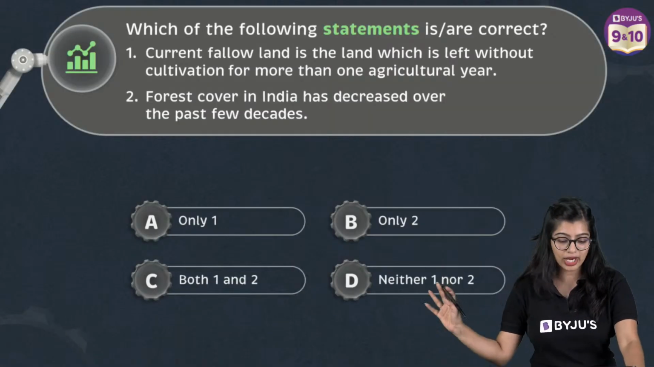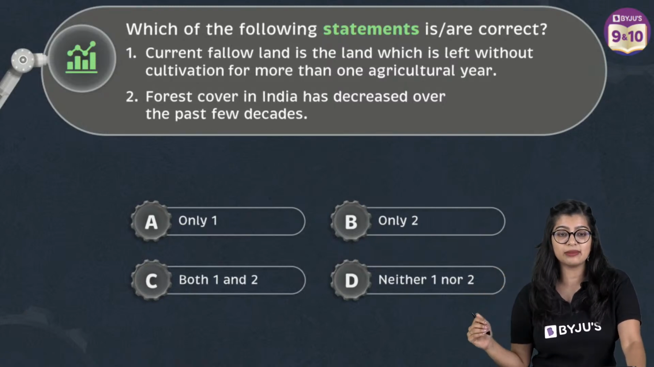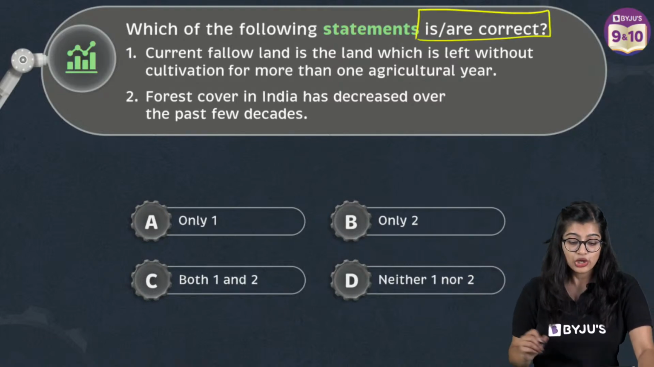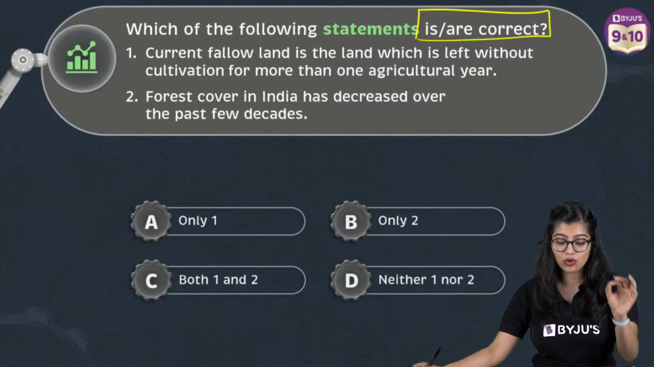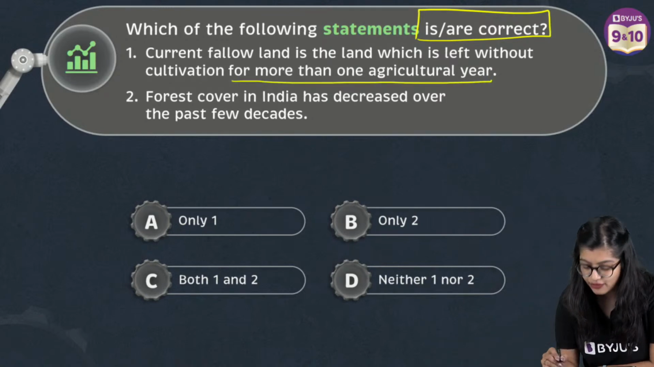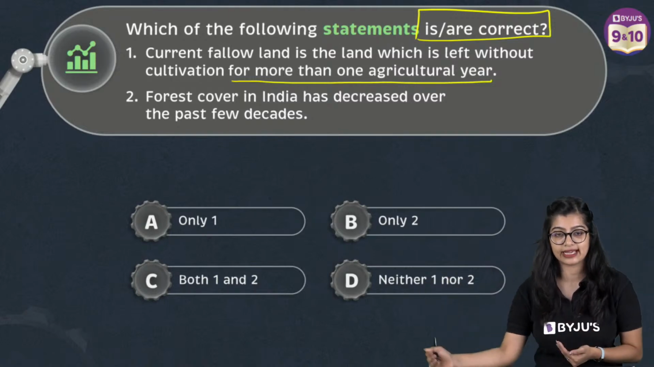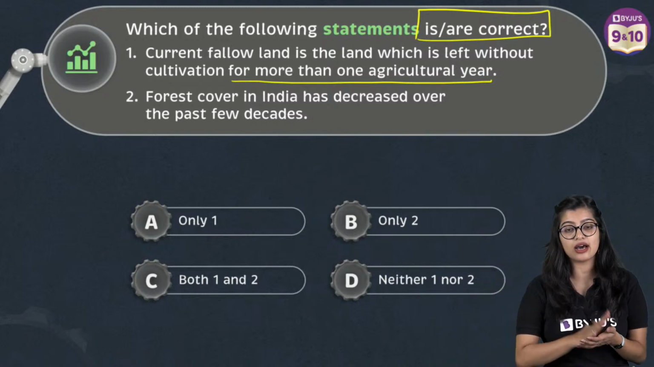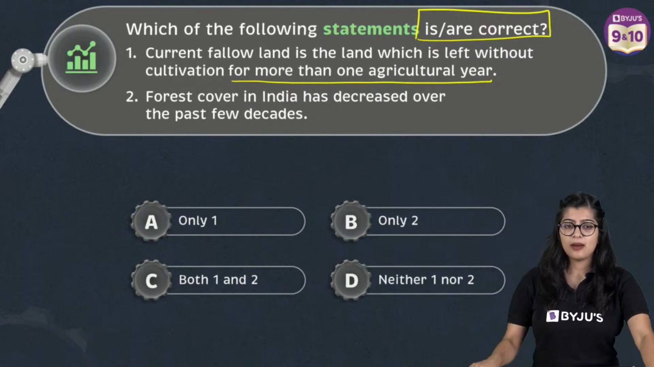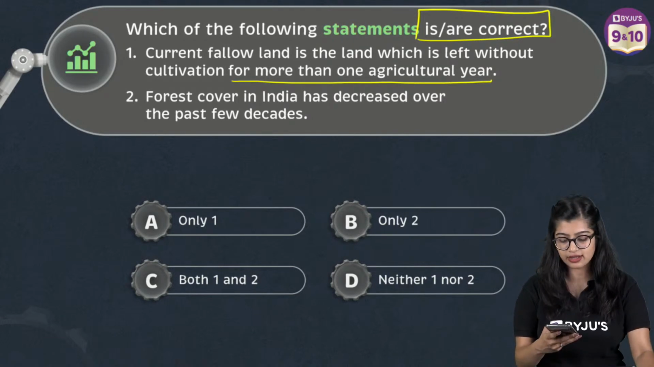Yes? So here's a quick poll question for all of you. Now this is slightly tricky and I need you to read the statements. Two statements are given to you, out of which you need to identify which are correct. Statement number 1: current fallow land is the land which is left without cultivation for more than 1 year. Statement 2: forest cover in India has decreased over the past few decades. Which among the following options are correct? I will not be able to give you a poll right now, but it's okay. You can quickly send me the answer here itself, right?